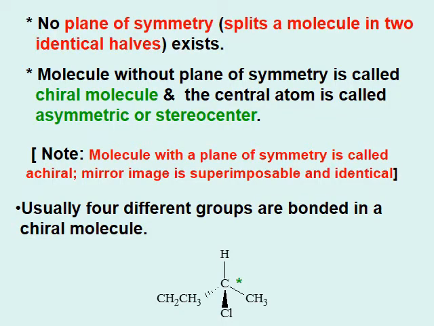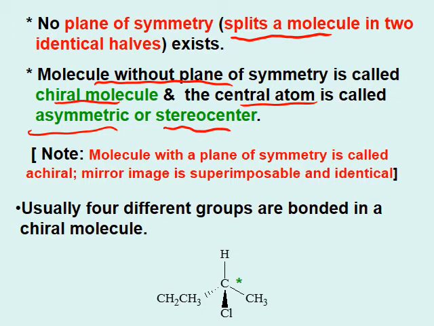So from the video clip, we learned that when there is no plane of symmetry, it's a chiral molecule. And what is a plane of symmetry? It is the plane that splits a molecule into two identical halves. So keep this in mind. A molecule without a plane of symmetry is called a chiral molecule, and the central atom is called an asymmetric center or stereocenter.